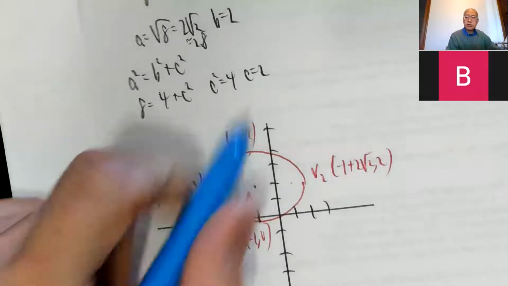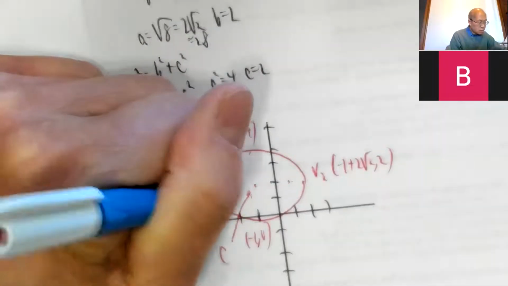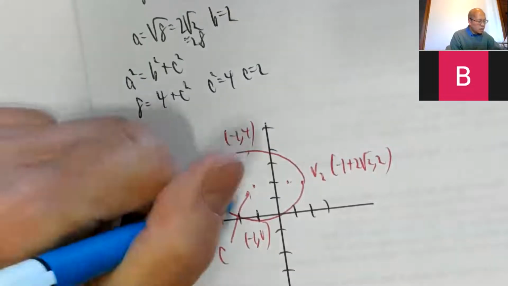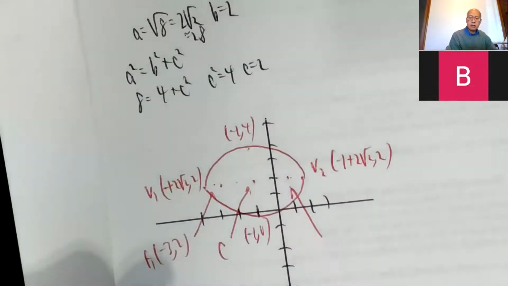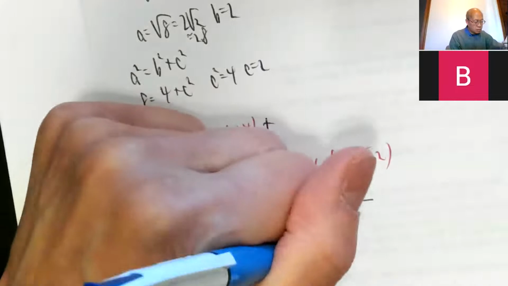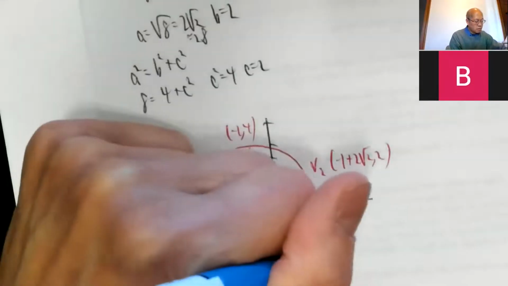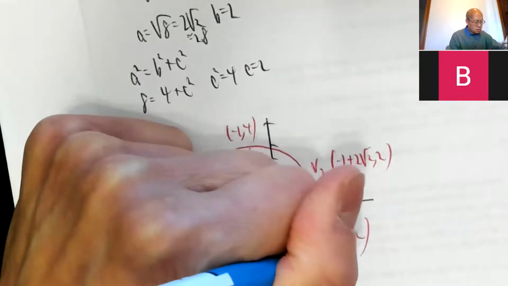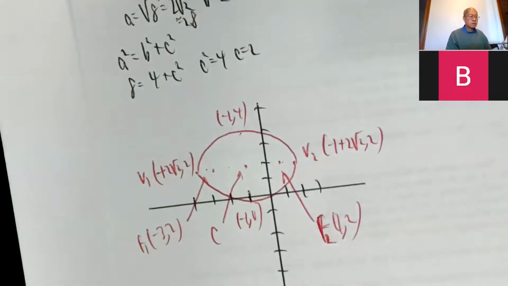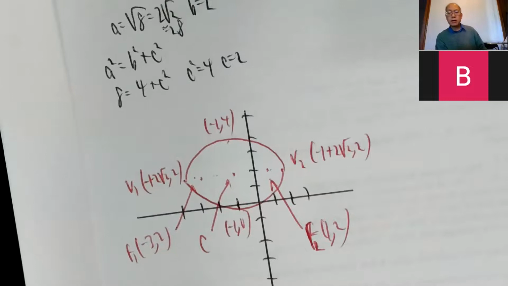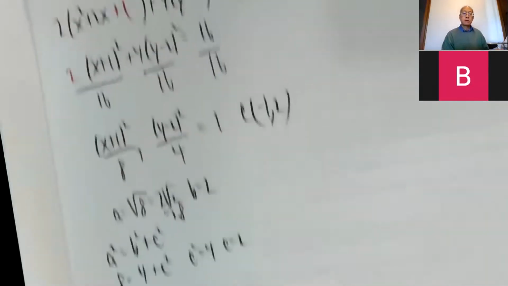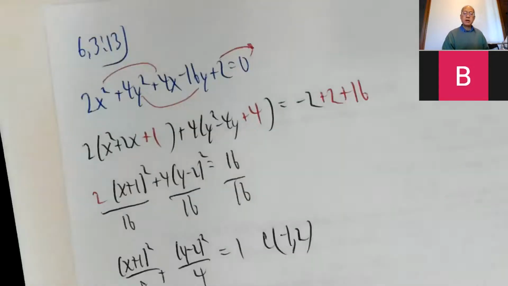And foci, I move 2. 1, 2, 1, 2. So here's focus 1. That looks like it's -3, comma 2. And there's focus 2. Focus 2 is 1, 2. And what else do they ask for? Sketch the graph, show the vertices, foci. So I think we got it. Okay, let me go back and show this to you again. You can watch the video if you need to.